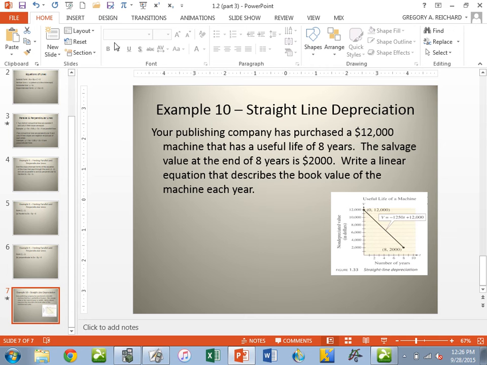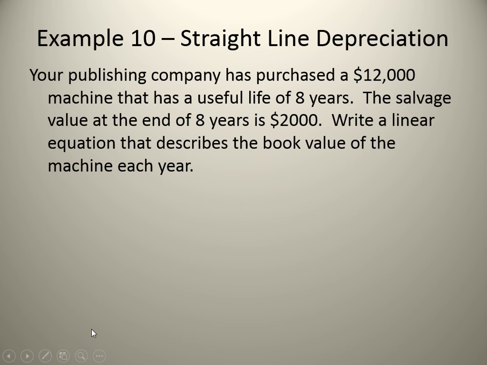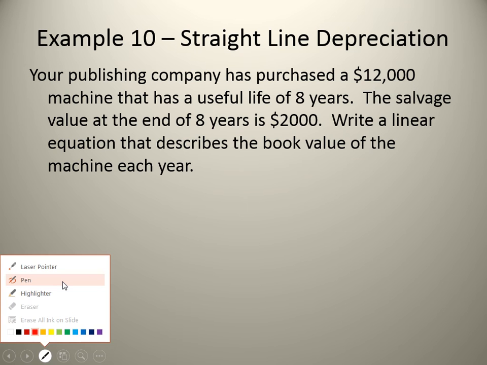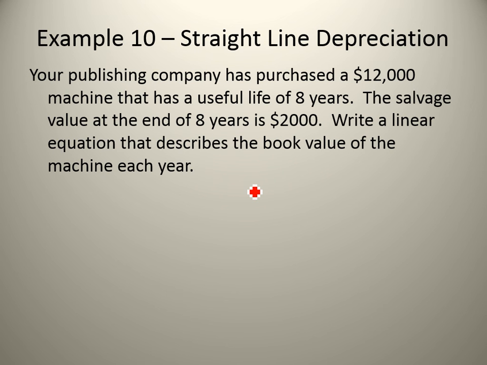I wanted to finish up with this, which is another application type question involving slope and y-intercept. The question says, your publishing company has purchased a $12,000 machine that has a useful life of 8 years. The salvage value at the end of 8 years is $2,000, meaning you're purchasing this for $12,000, but at the end of 8 years, its estimated value is about $2,000. The question says to write a linear equation that describes the book value of the machine each year.